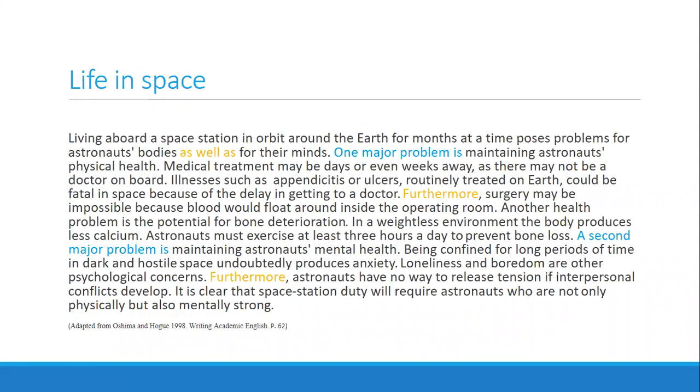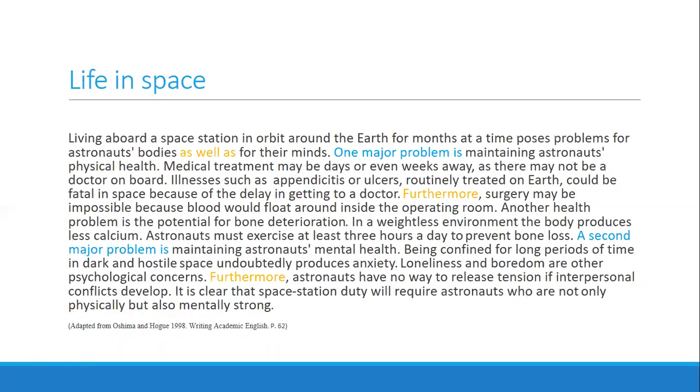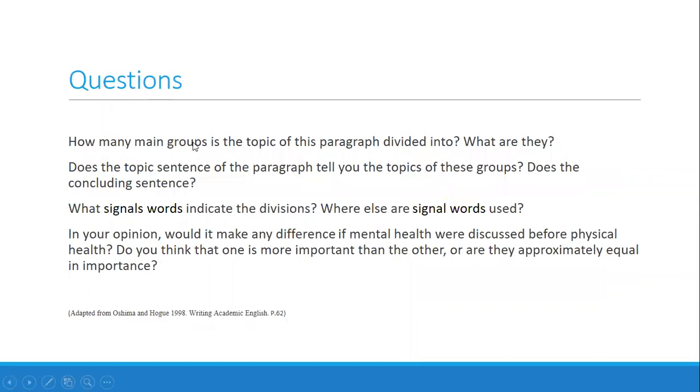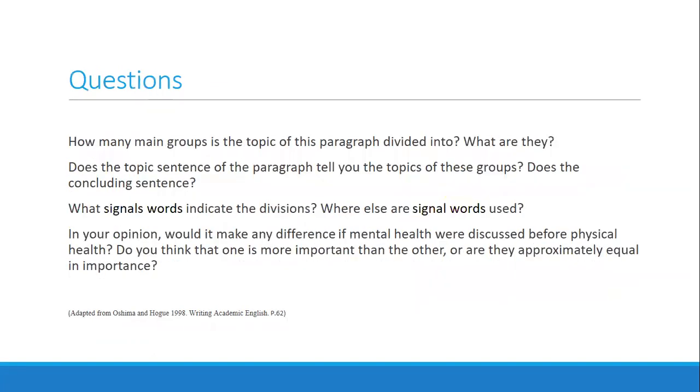So these are a few answers to the questions, right? Number 1, how many main groups is the topic of this paragraph divided into? It's divided into 2 main groups. It talks about the astronauts' mental problems and physical problems. Then, does the topic sentence of the paragraph tell you the topics of these groups? Right. The topic sentence as well as the concluding sentence give us a hint on these 2 particular groups. So the answer is yes.